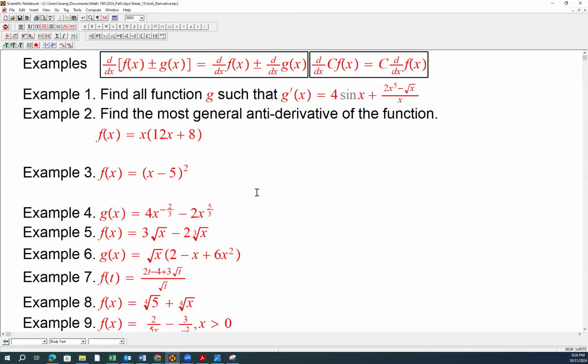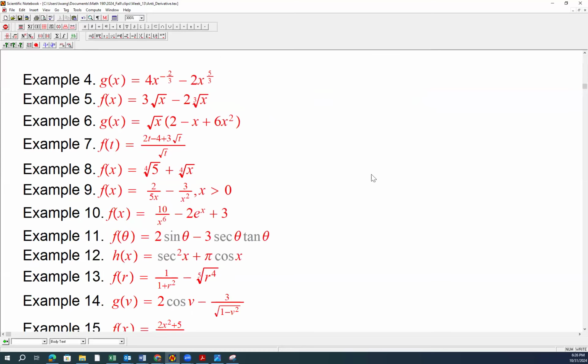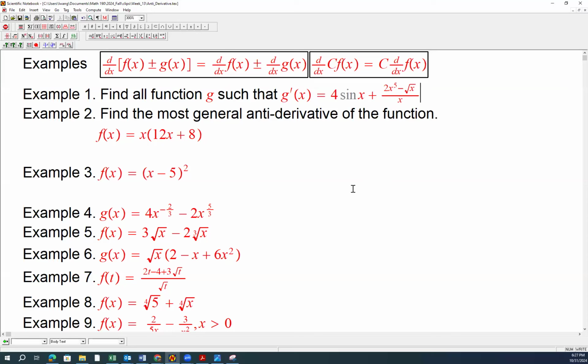Hello, everyone. In this lesson, I have gathered some examples from your homework, and we're going to go over them to find antiderivatives. According to the instruction, we need to find the most general antiderivative of the function if it is required.